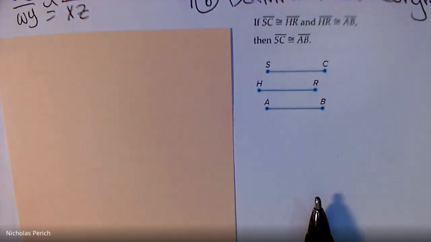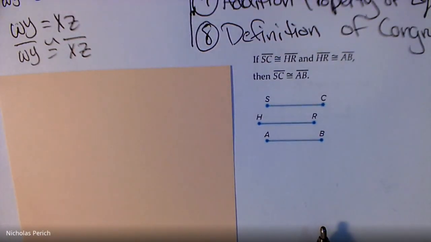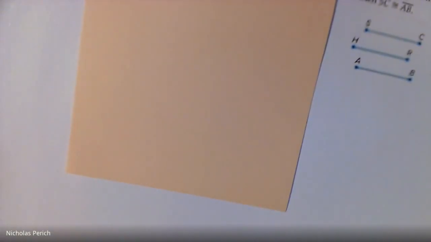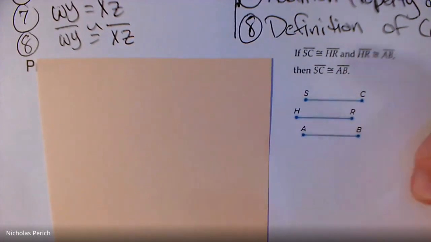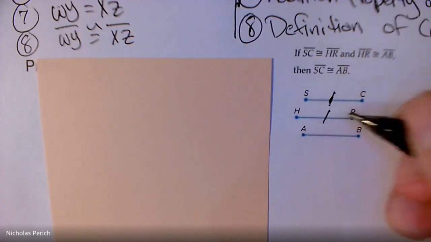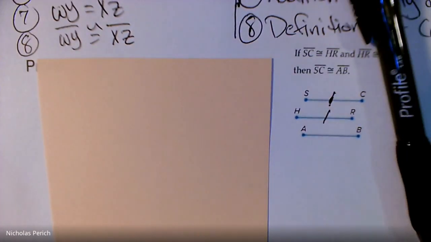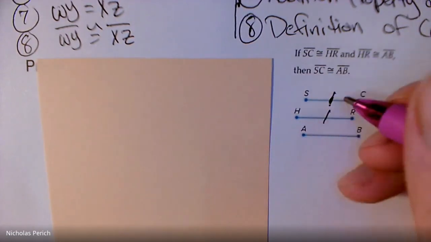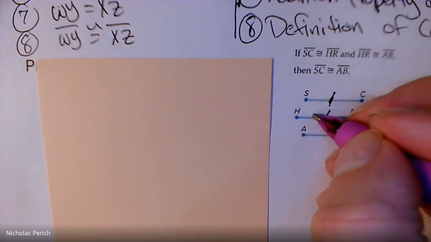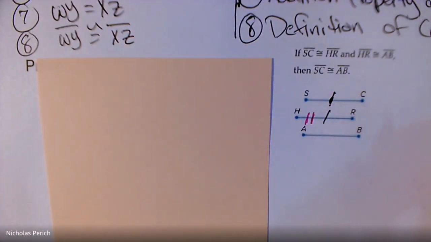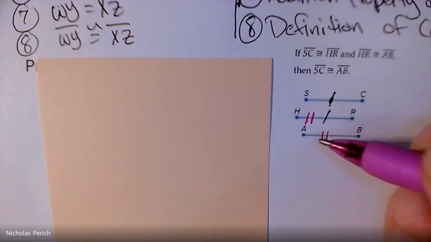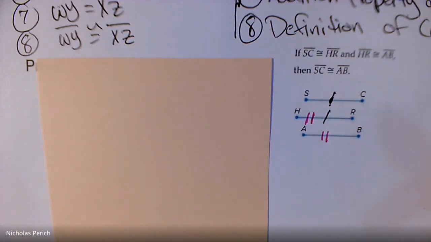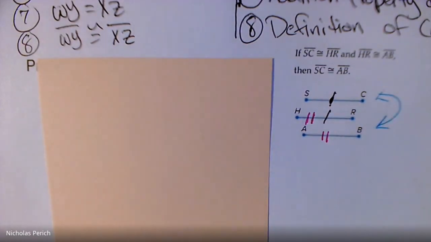Okay. So if segment SC is congruent to HR, and HR is congruent to AB, I have 6 of those. Hey, speaking of SC, Santiago, it's your initials. SCA, look, Santiago, it's really your initials. Boy, it's your lucky day. All right, so I need to prove that SC and AB are the same. This is almost too easy.